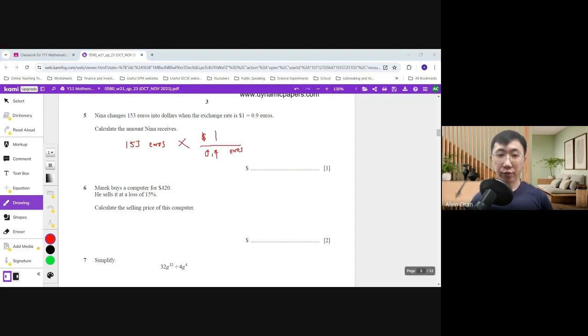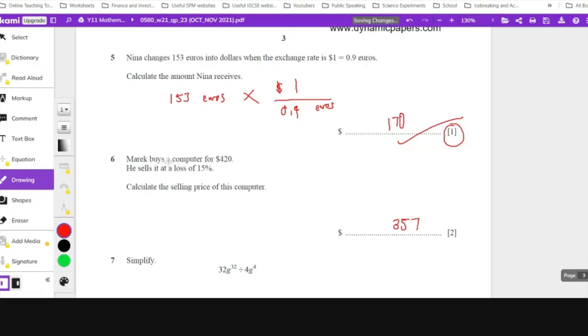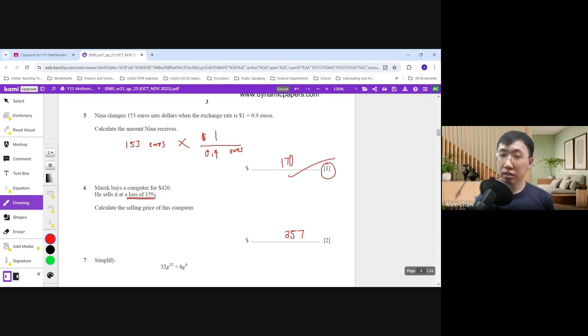$170. I agree with you. Marek buys a computer for $420. He sells it at a loss of 15%. If I sell something that has lost value by 15%, that means I'm selling a product at 85%. You're not selling 100%. So 85% stands for 0.85. You stick to the original price times 0.85. You will get the answer to be 357. So that is actually my working.